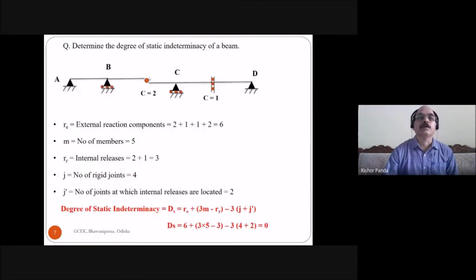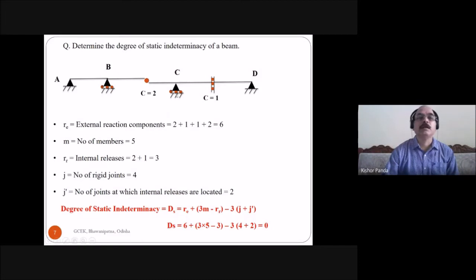Okay, coming to another example. Here, determine the degree of static indeterminacy of a beam. Here also this is one beam. Using this formula, you can find out the degree of static indeterminacy. Here you see this is a hinge support, and this is a roller support. This is a roller support, and this is a hinge support. How many reaction components here? 2 reactions.